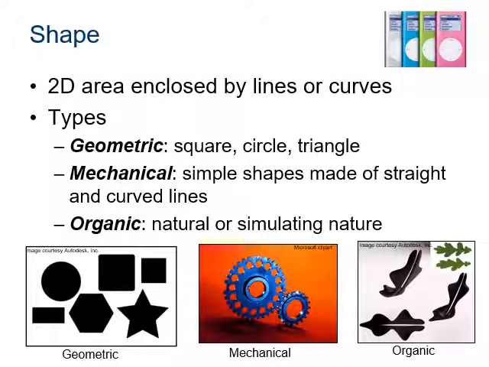Shape is a two-dimensional area enclosed or surrounded by lines and curves. Shapes can be geometric, things like squares, stars, rectangles, like you see here.